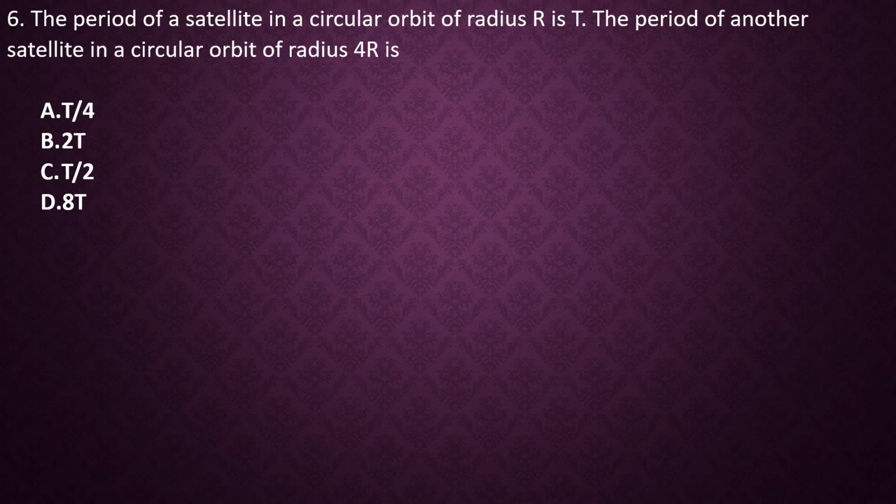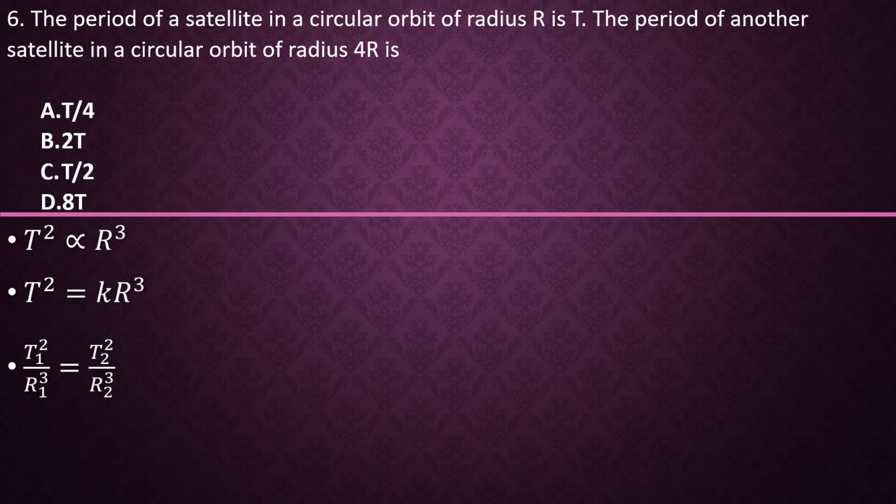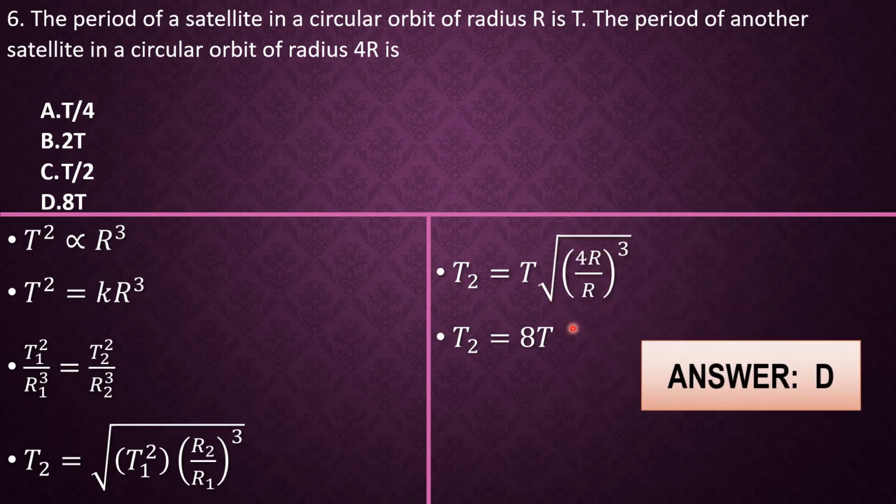The period of a satellite in a circular orbit of radius r is T. The period of another satellite in a circular orbit of radius 4r is. Okay, so we're just basically using Kepler's third law there. T squared is proportional to r cubed, and so you produce an equation of proportionality, and then you make T2 the subject, replacing T1, R2, and R1. You notice here that R1 is just R, and R2 is 4R, and our T1 is just T. So you can simplify that, and you notice that our T2 is 8T. So the answer is D.